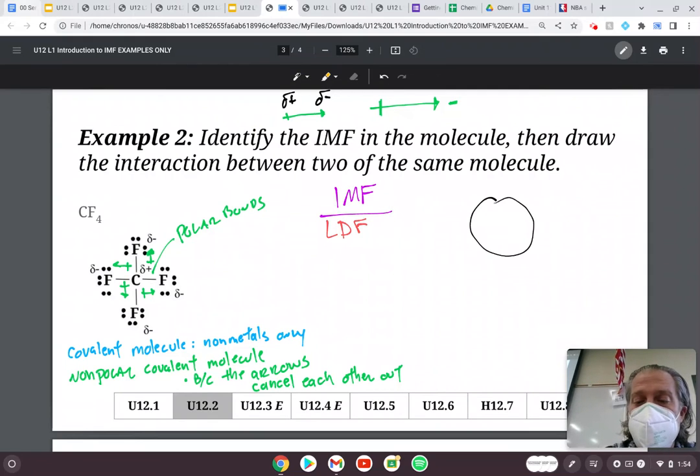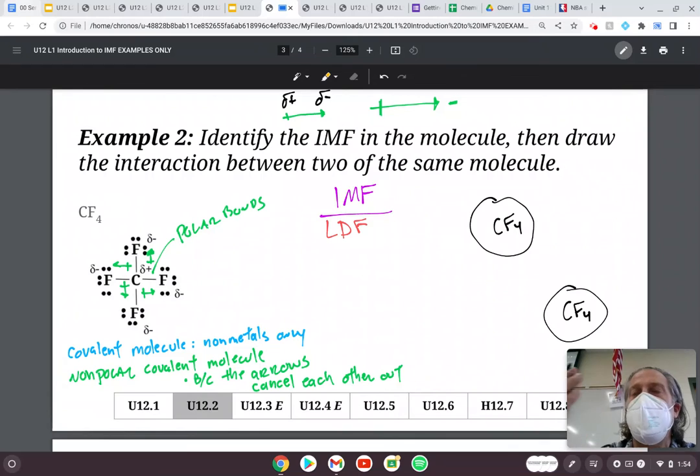Okay. So when we have a nonpolar covalent molecule that only has London dispersion forces of attraction, the way we draw them is we're going to just draw a circle like this over here and write CF4 inside of it, and a second circle like this over here and write CF4 inside of it. And then we're going to decide that one side of that structure is going to be slightly positive, and one side of that structure is slightly negative, and then slightly positive, and then slightly negative.